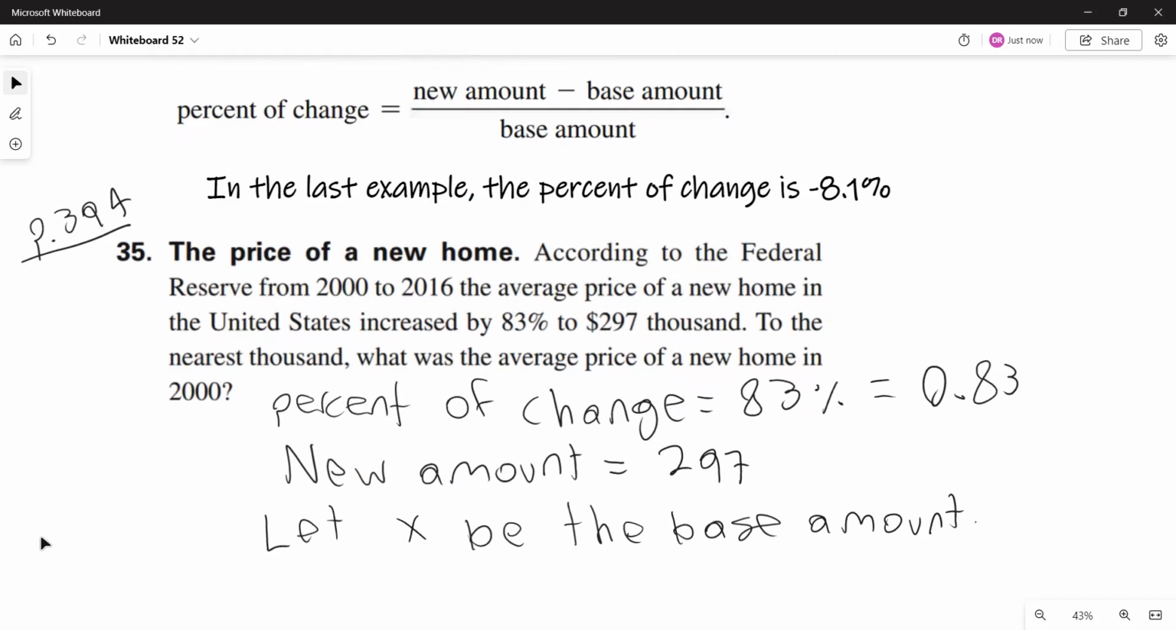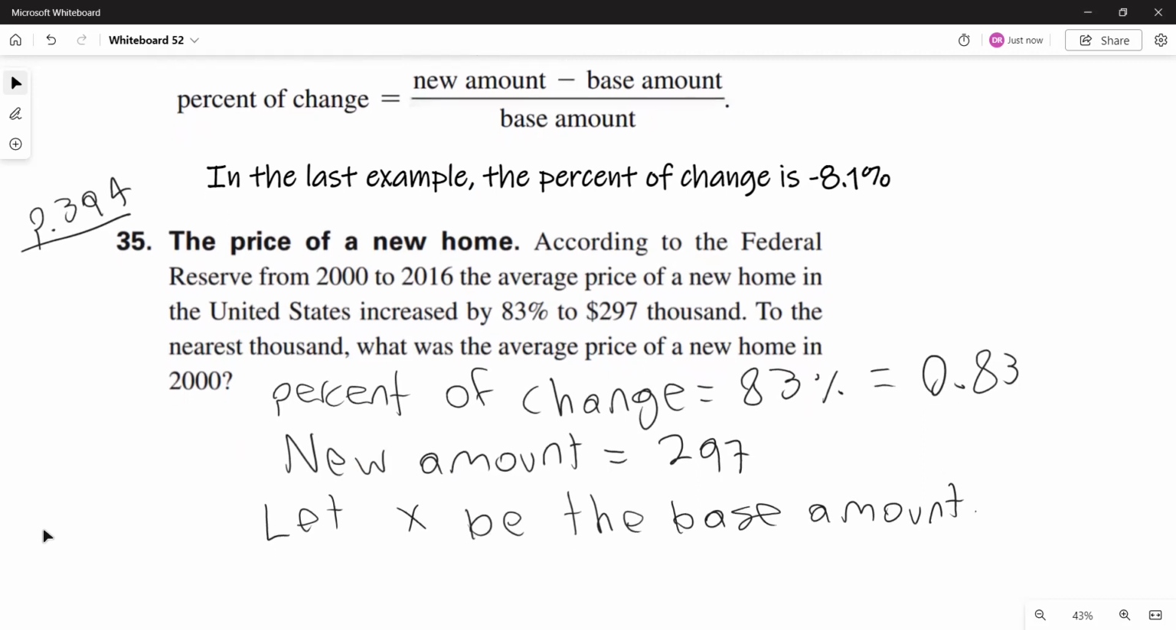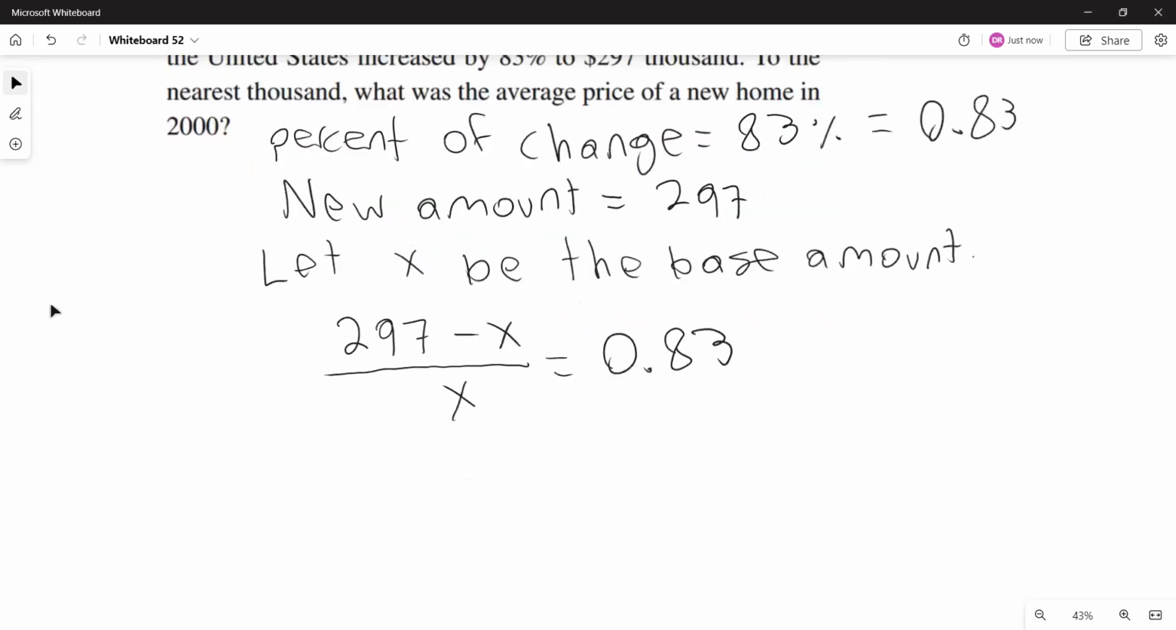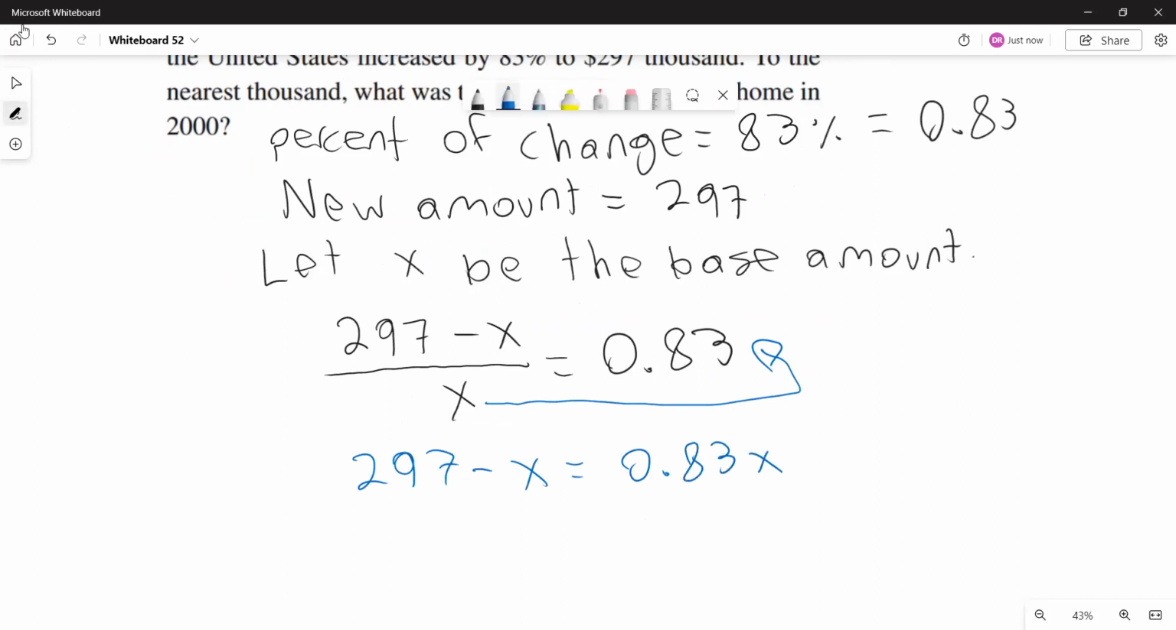So we're going to plug this into the formula. The new amount minus the base amount over the base amount is the percent of change as a decimal. So that's an equation that we're going to solve for x. We can start by multiplying x on both sides, or simply passing the x to the other side. Then add x to both sides.